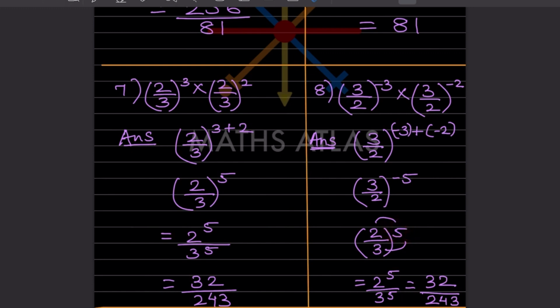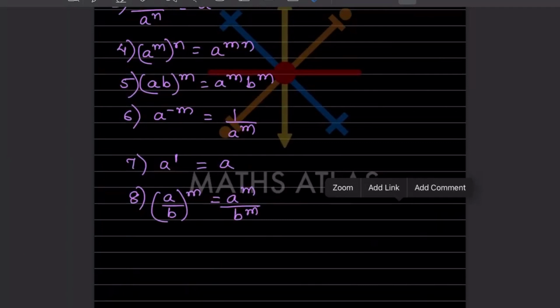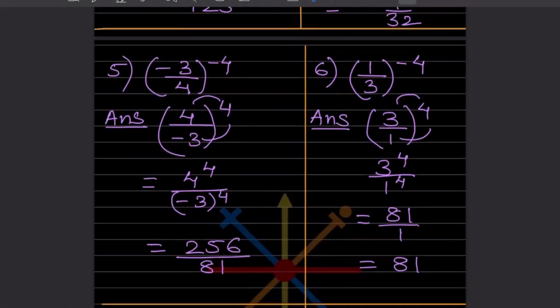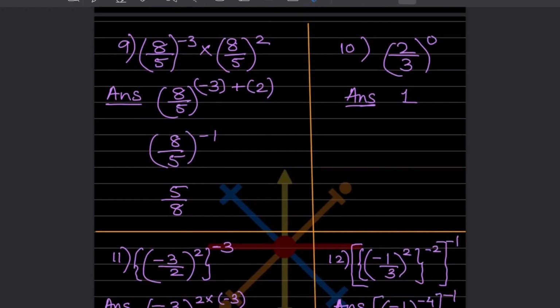Now you are going to follow the rule, a by b raised to m is a raised to m divided by b raised to m. So which is 2 raised to 5 divided by 3 raised to 5, that will be 32 by, when you multiply 3 five times, that is going to be 243.